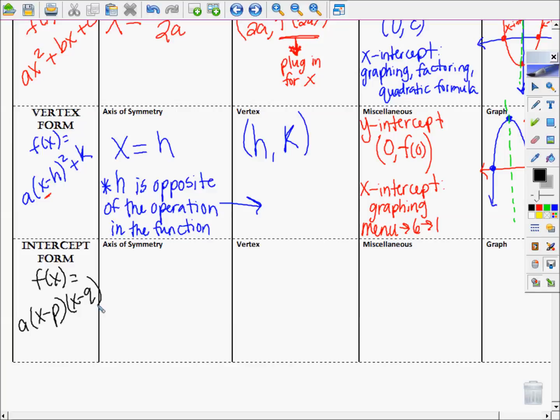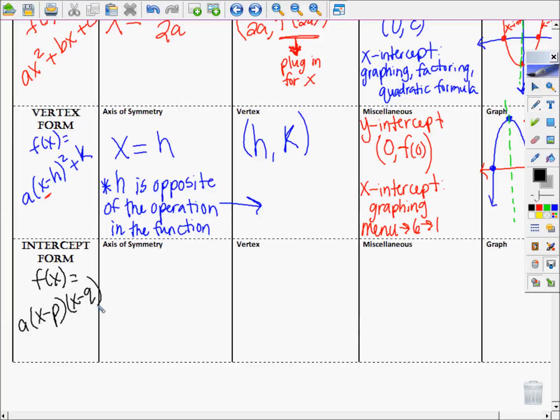So what you have here, it could be x plus p, x minus. It could be plus or minus, either one. But this is the standard form of it. So this is the function, the form. It looks like difference of squares. Kind of. But your values are different.